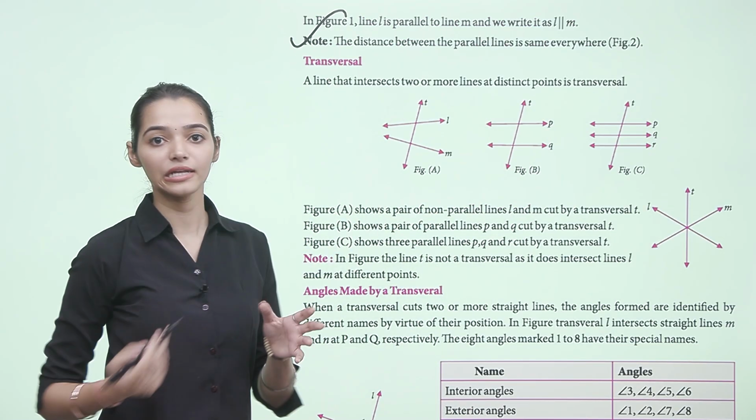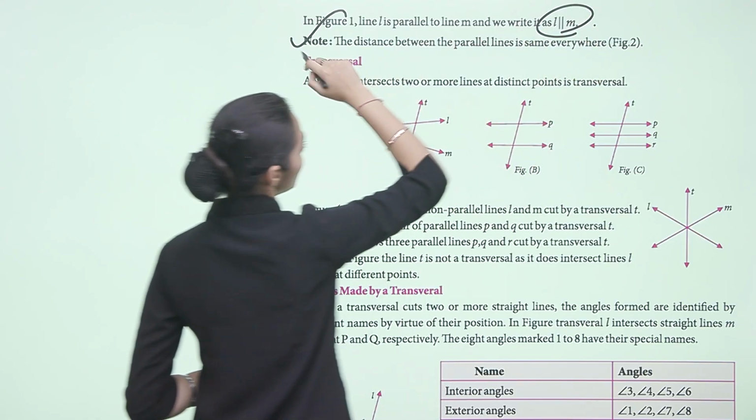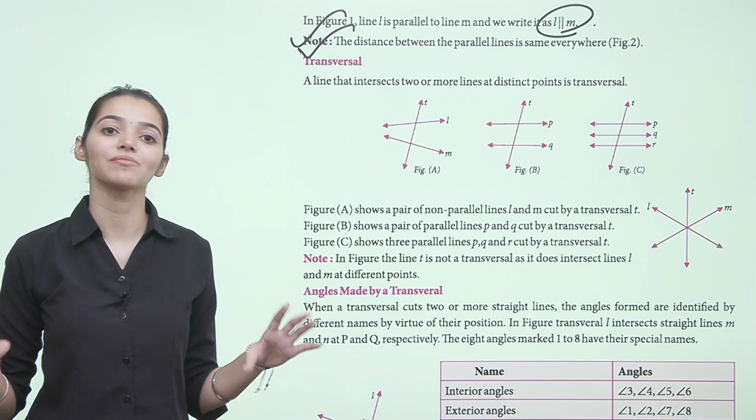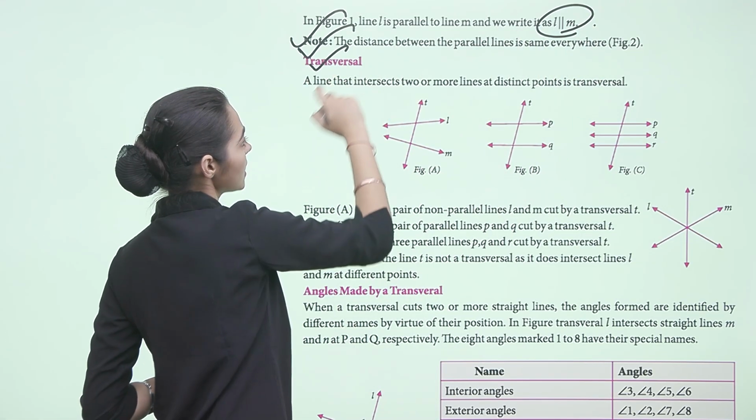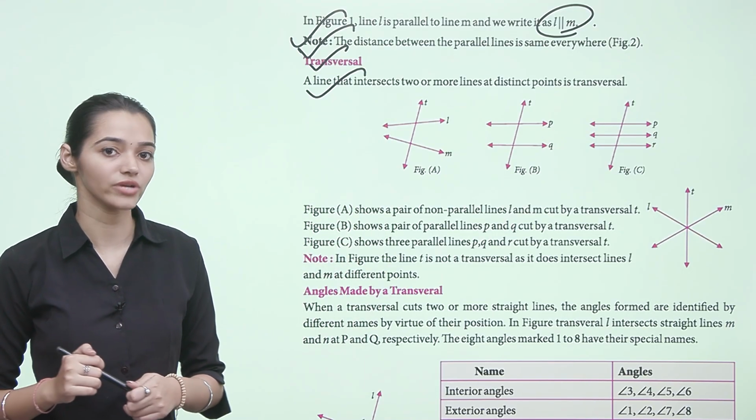Now in figure L, L is what? L is parallel to M, so we can write it as L parallel to M. Now the distance between parallel lines is same everywhere. Next is our transversal lines. A line that intersects two or more lines at a distinct point is called transversal.